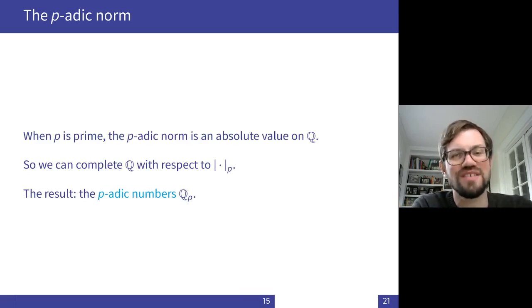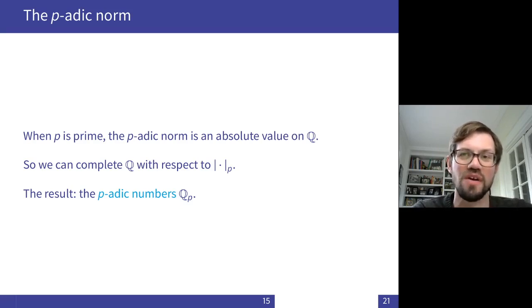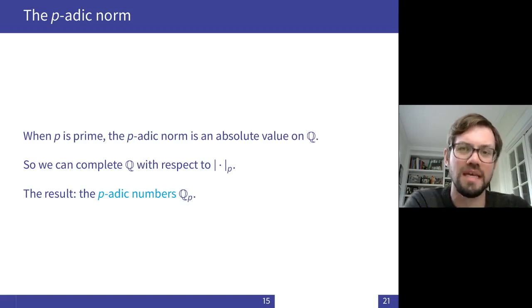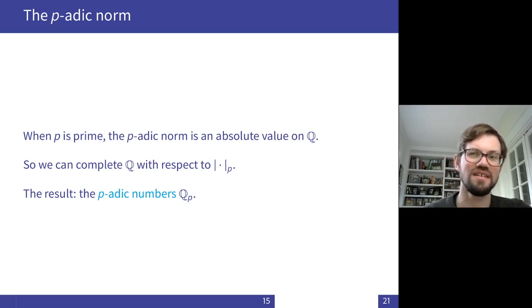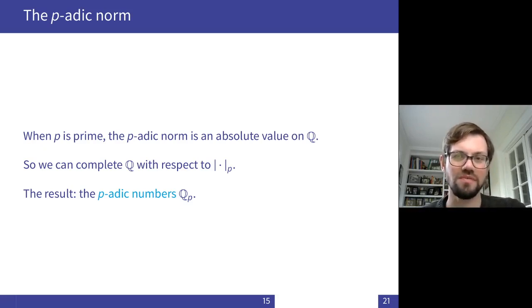As you might expect, because we were talking about absolute values, the p-adic norm should be an absolute value, and when p is prime, it is. If p is not prime, actually the calculations we have to do don't quite work out. So from now on, we're only going to consider prime values of p, in which case you can try to sketch the arguments yourself. They're not very tricky. The p-adic norm is indeed a generic absolute value, as we defined it in the last video.